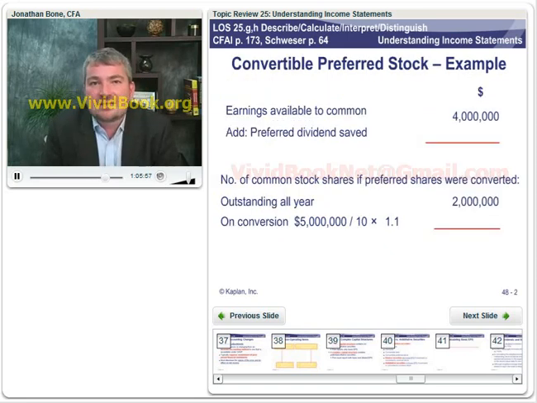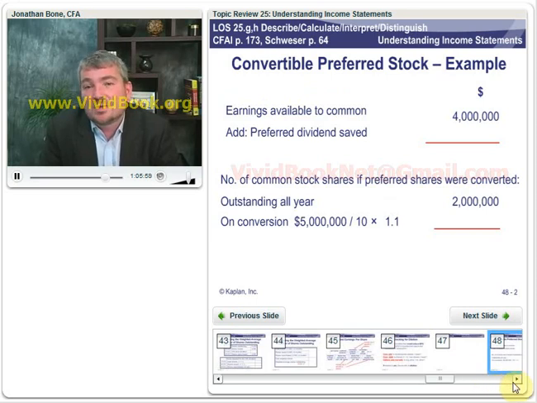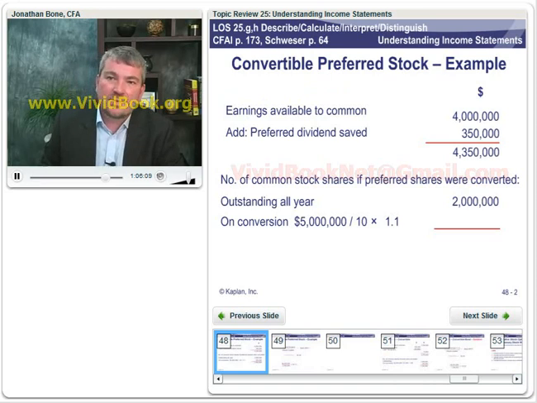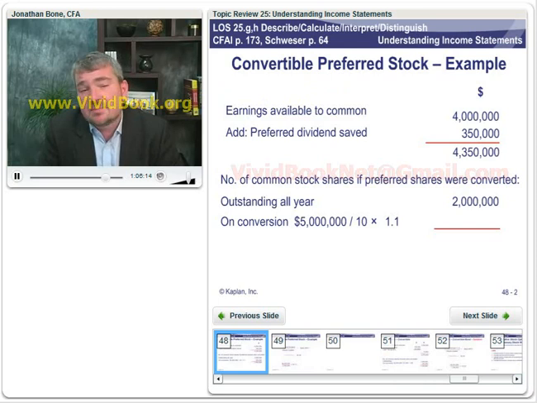So what I've done is I've just started with the earnings available to common stockholders, the 4 million. Now, of course, if the preferred stock is converted, I will save the coupon. And my coupon, of course, is going to be 350,000. How did I get that? 5 million par value, 7% coupon, so therefore 350,000.